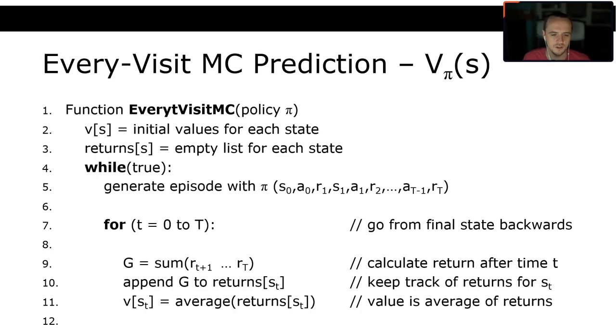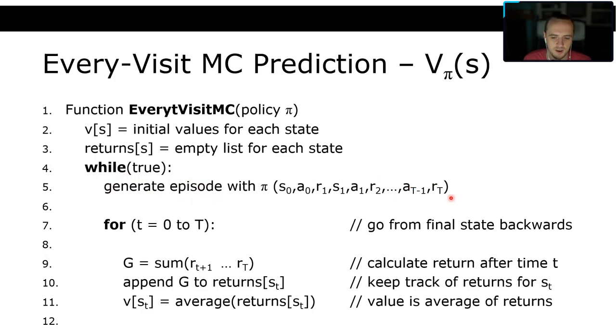So what do we do in the algorithm? The algorithm is actually quite simple. We're going to loop forever, or until we reach some condition, like however many episodes we want to do. First we take our policy pi and we generate an episode. An episode consists of, well, we're first at a state S0. Time is equal to zero, we're at some state. We take an action, we get a reward. Then we transition to another state, we take another action, we get another reward. Another state, another action, another reward, up until time T, where T is the final time step.